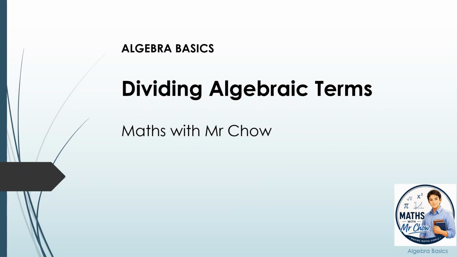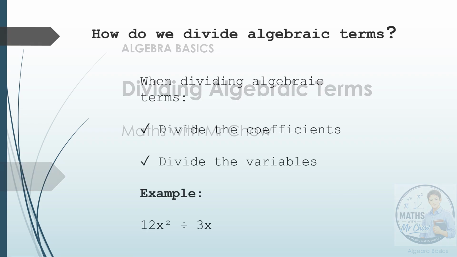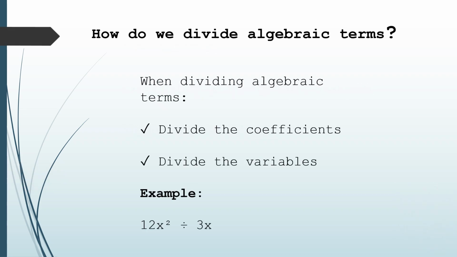In this lesson, we will learn how to divide algebraic terms. We will look at simple examples and learn an important rule for dividing variables. Let's get started. How do we divide algebraic terms? It's actually quite simple. First, divide the coefficients, then divide the variables.